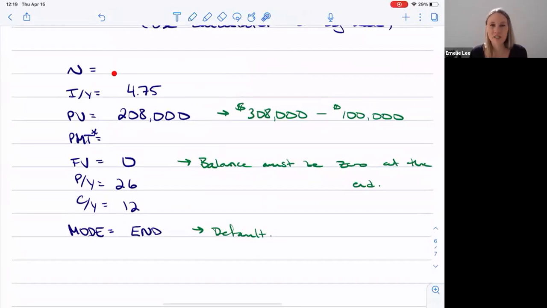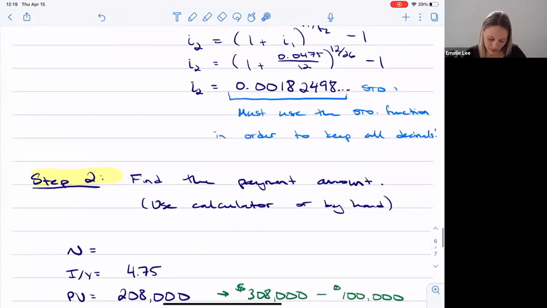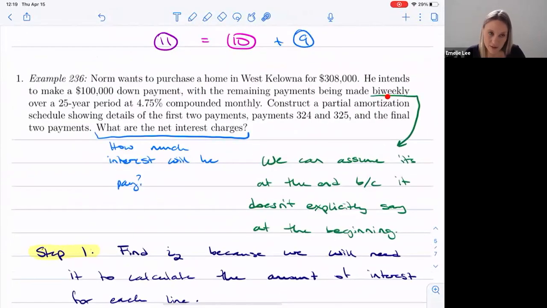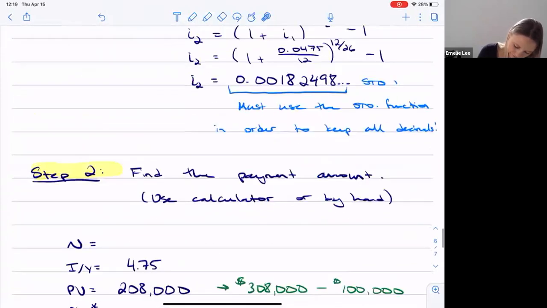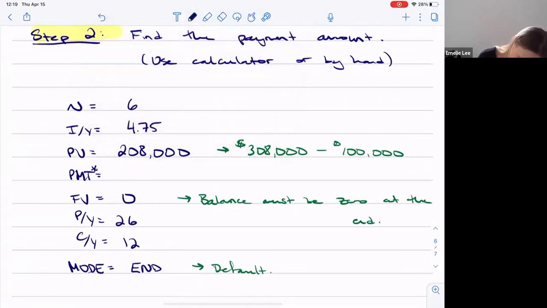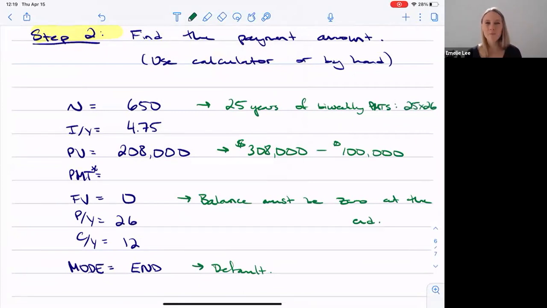Now, the only thing I need to find is our N. How many payments are we going to be making? We've committed to making bi-weekly payments for 25 years. So 25 times 26 is 650 payments. 25 years of bi-weekly payments, 25 times 26 is 650. These are all problems that we know how to solve already, so that's what's awesome.